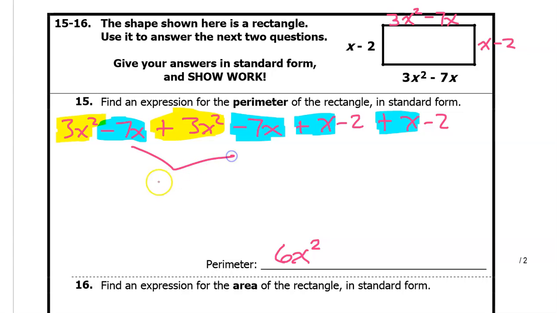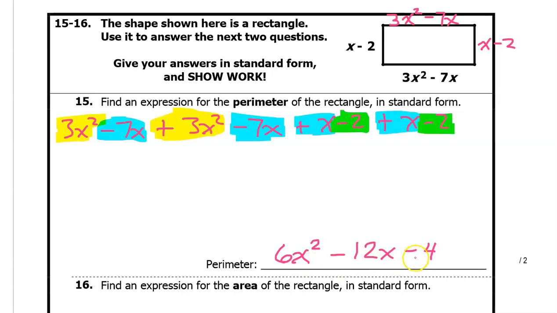So look, it's kind of like this. The negative 7 and the negative 7, that makes negative 14x. The x plus x, that's positive 2x. But then negative 14 and positive 2, that's going to be negative 12x. All right, so that's what you get when you combine all four x terms. But then finally, we have the negative 2 and another negative 2. Those are like terms. So that will give us negative 4. So this is an expression for the perimeter.